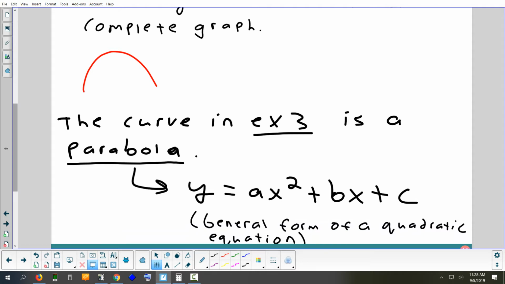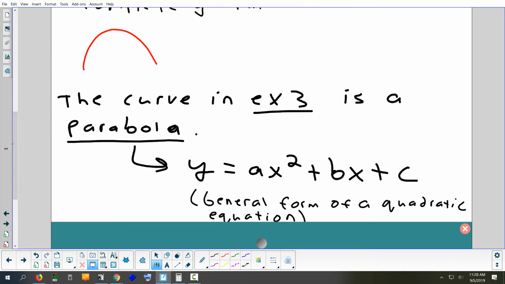So that graph we just drew, that's a parabola. And the general form of a parabola could look like this. I gave you one that was simpler. It was just x squared plus 10. But I could have given you like 3x squared plus 7x minus 8. So the equation that a parabola comes from is called a quadratic. The picture of a quadratic is a parabola.